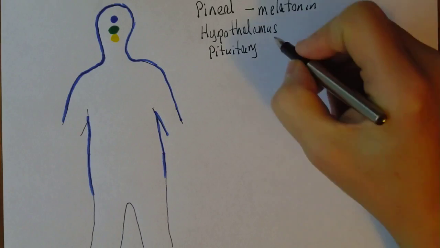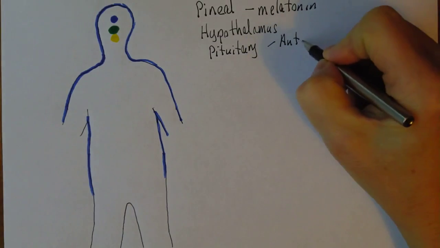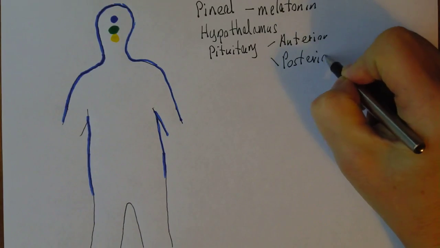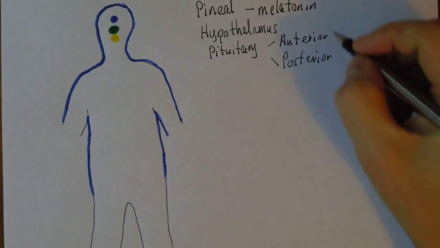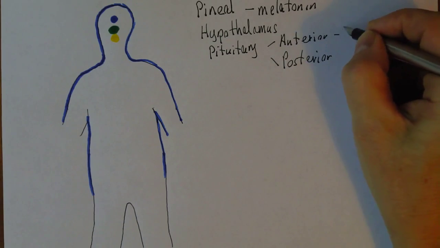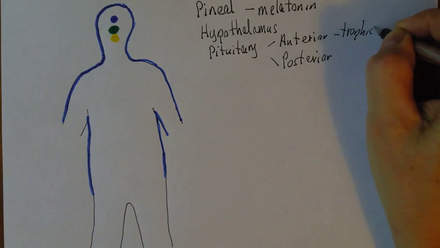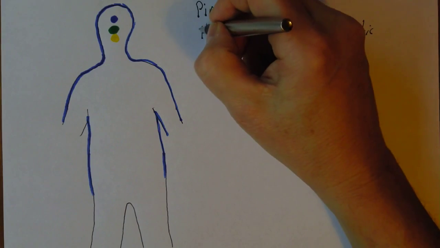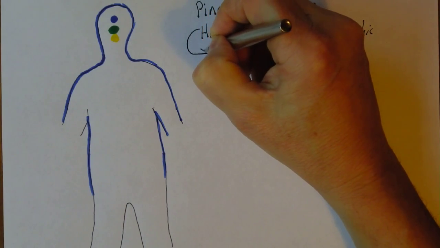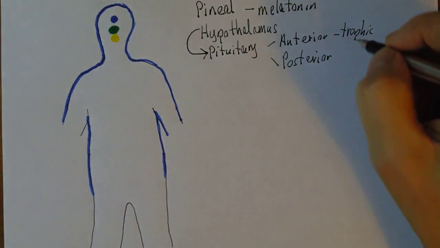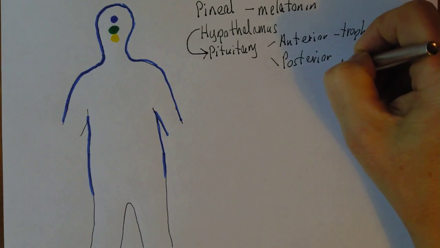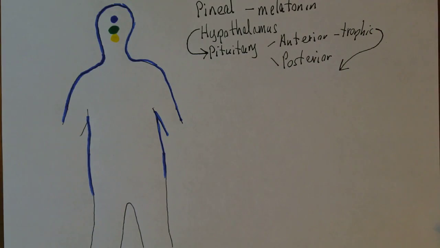Now the pituitary gland has got two lobes. It's got an anterior, it's got a posterior. Now the anterior lobe produces what we call the trophic hormones. These control the rest of the endocrine system, the controlling hormones. So it's actually the hypothalamus that controls the pituitary gland. And the pituitary gland produces the trophic hormones that control all the rest of the endocrine glands that we'll see.